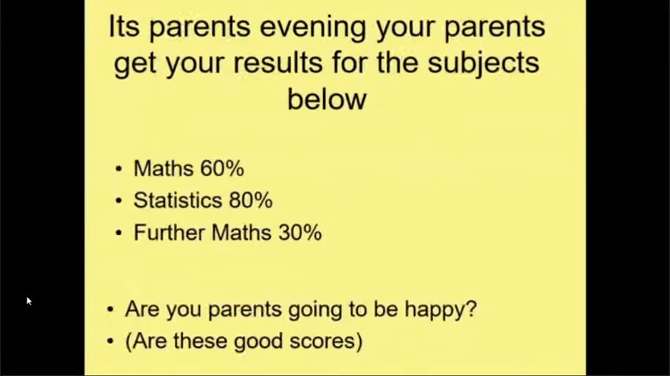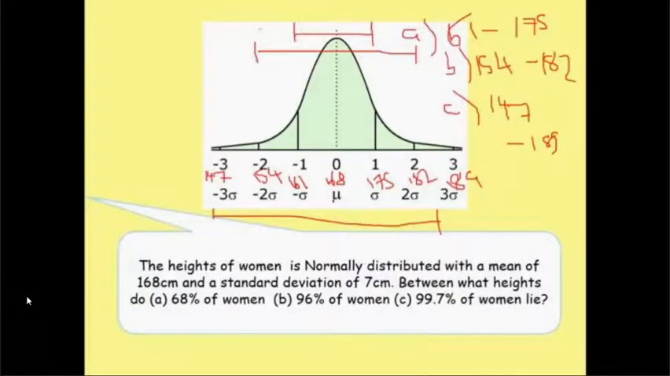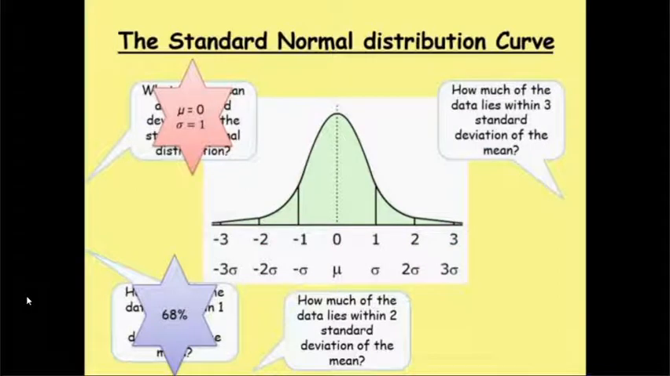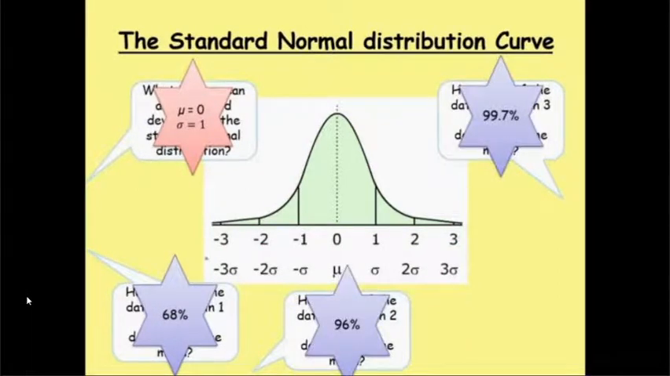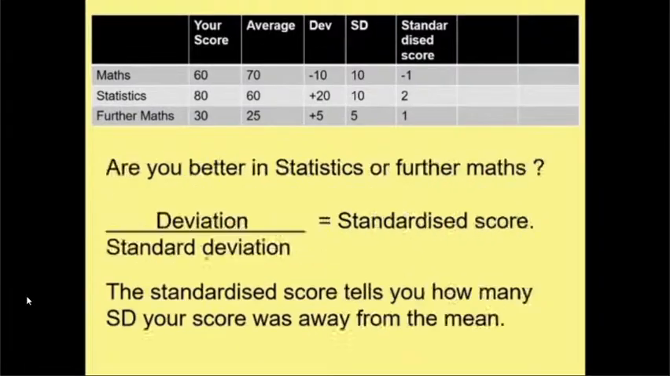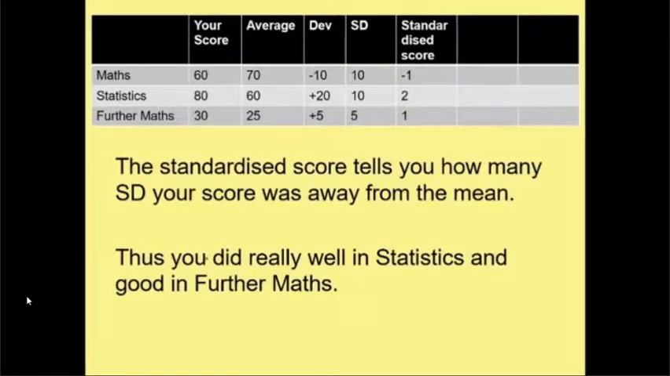Yeah, if we go all the way back to the normal distribution curve, 2 standard deviations is 90. So you've got to halve that score to get 48. So being 2 standard deviations above the mean means that you're 48% above the mean as well, which is quite a good score. Okay, so you essentially did really well in stats, and good in further maths, and not good at maths.